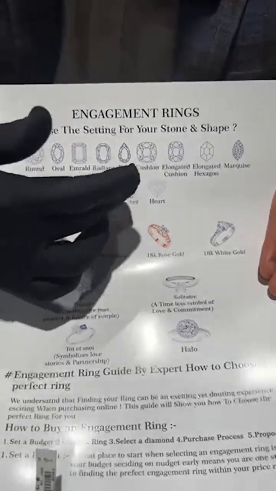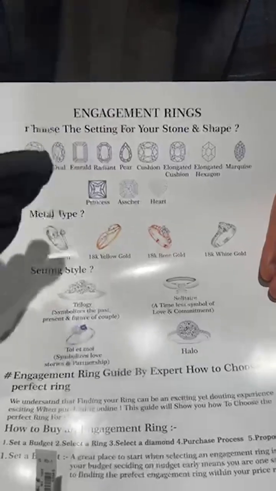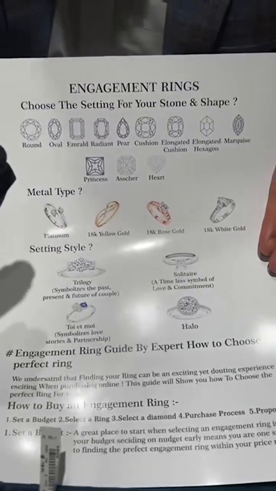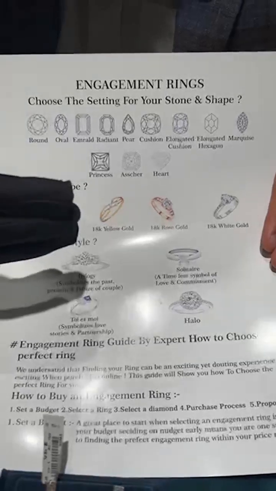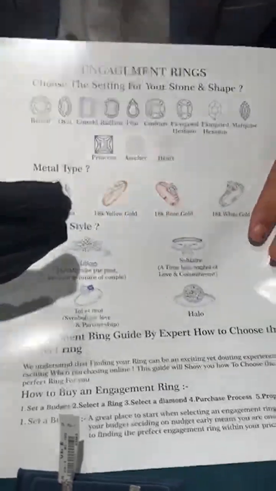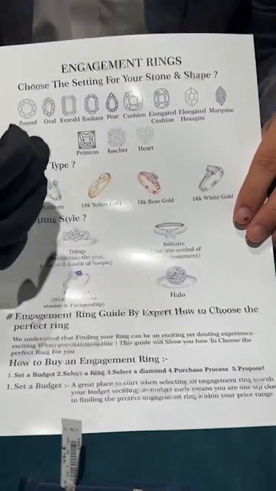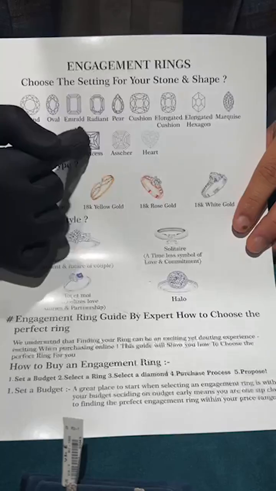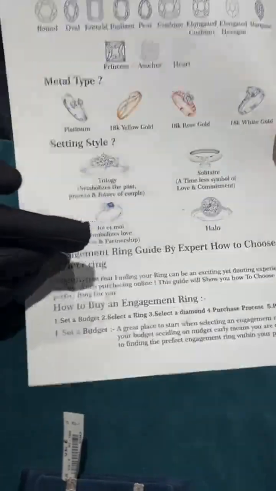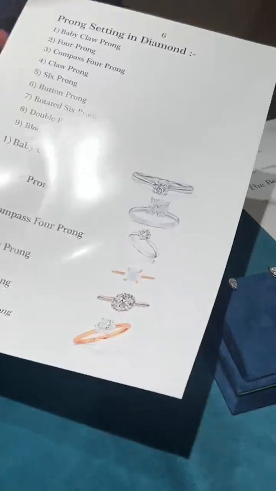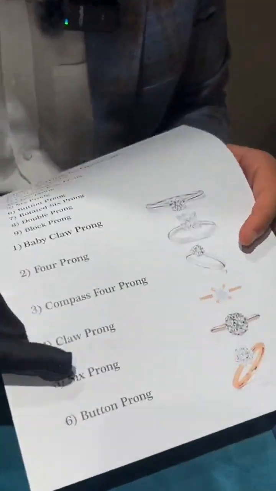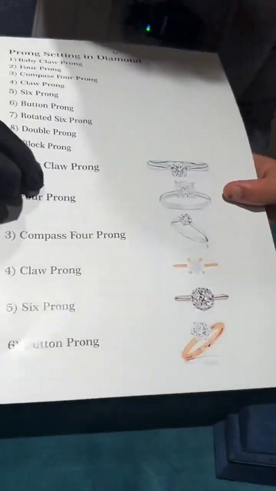So you can just take a screenshot of this page, in order to decide and search more designs on Pinterest or anywhere else. So just try to go with it. And after you choose the kind of shape you want, the next thing we want to look at is the prong setting. What kind of prongs you want on your diamond. There are many different types of prong settings that you have.